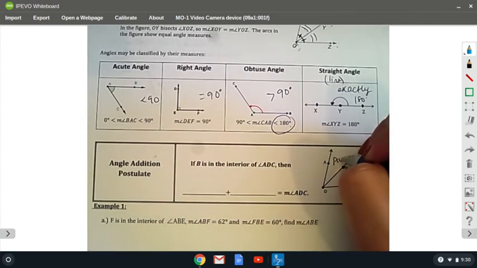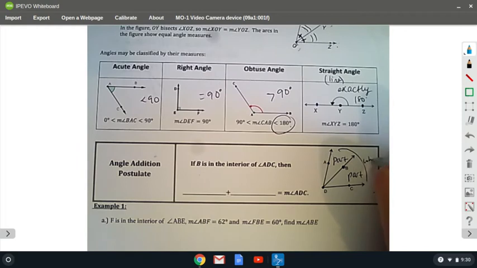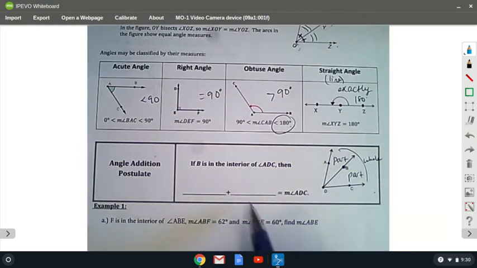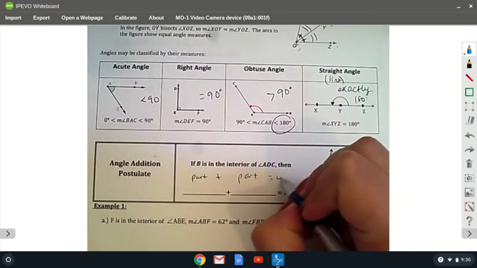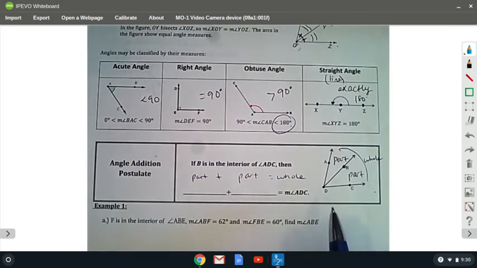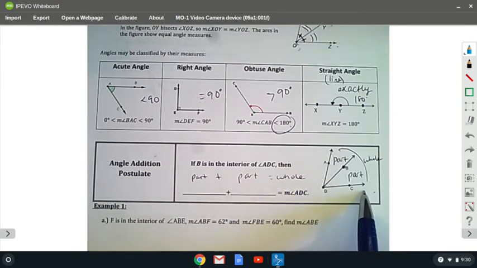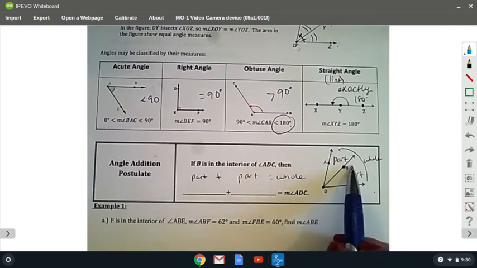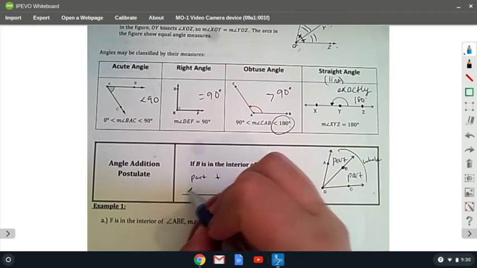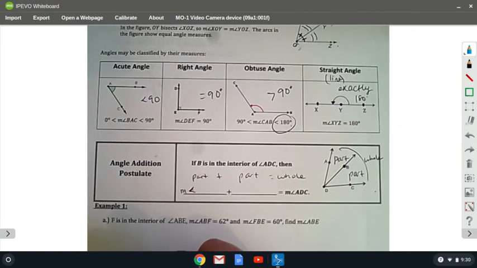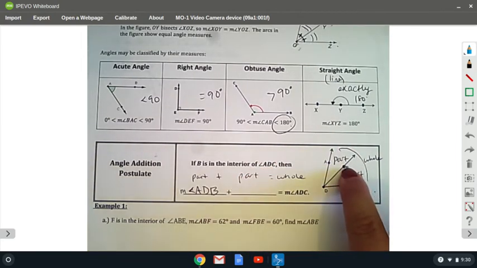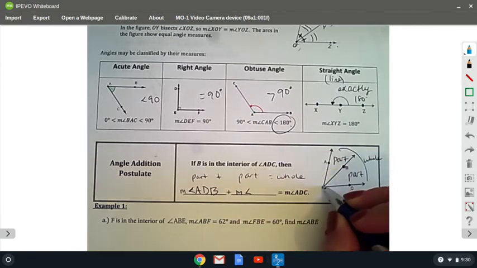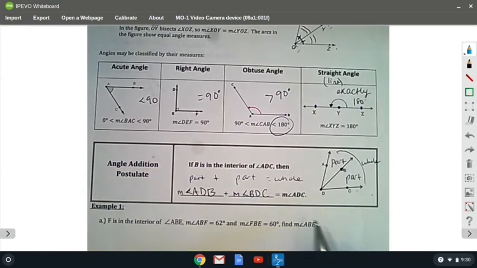Because it's on the interior, that means we have a part and a whole. So they just want us to say here that a part plus a part equals a whole, but in angle terms. So the whole angle is ADC. They want us to say that ADB, this small angle, and this M means measure of. So the measure of angle ADB plus the angle measure of BDC should equal the whole angle ADC.